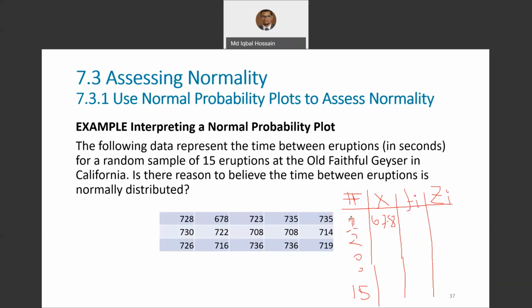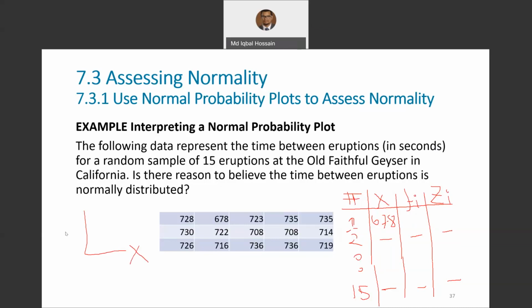Then we find Fi using the formula, and from there we find our Z score. I already showed you how we find our Z score. Then we find the value of Fi for the second X, and Zi as well. Like that, we will get 15 pairs of Xi and Zi. Now, then we are drawing a curve.